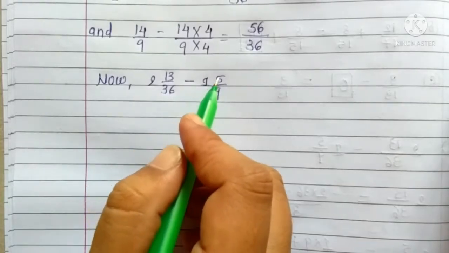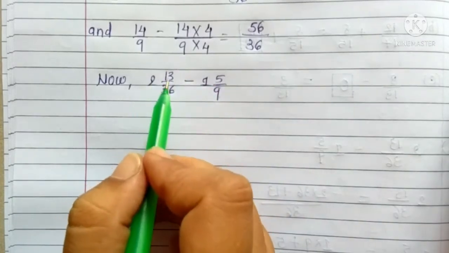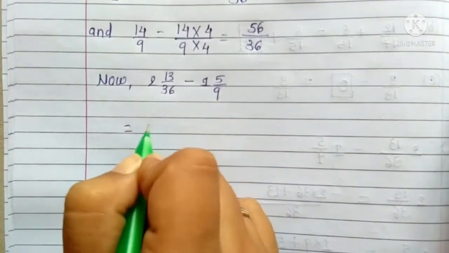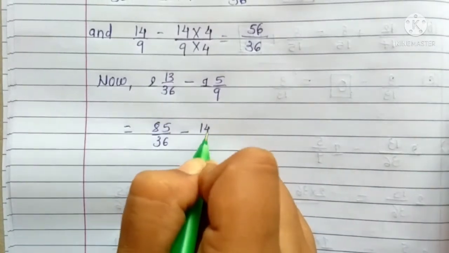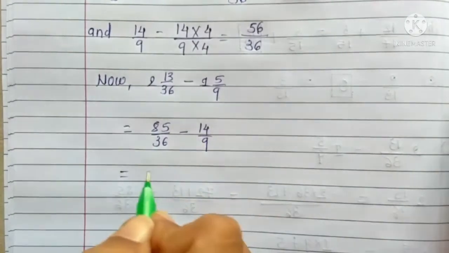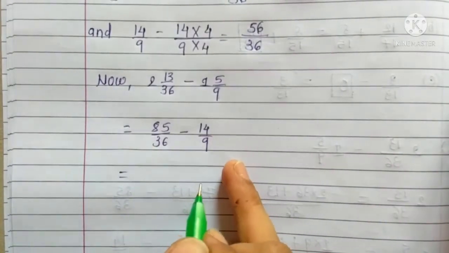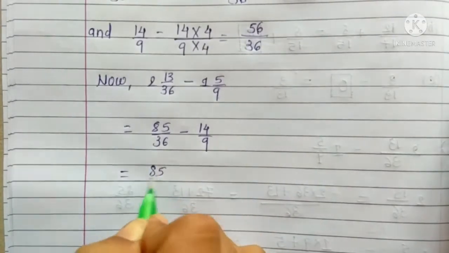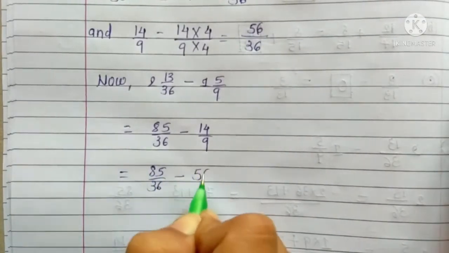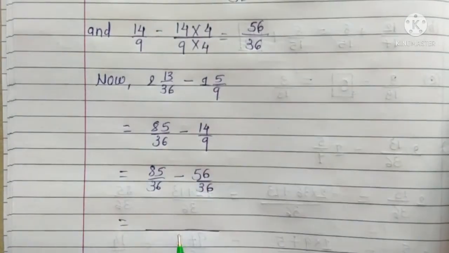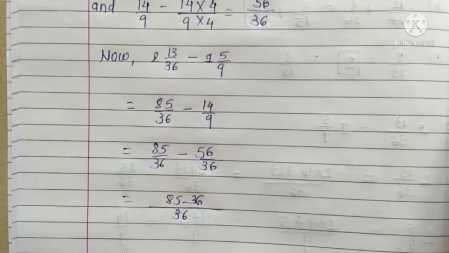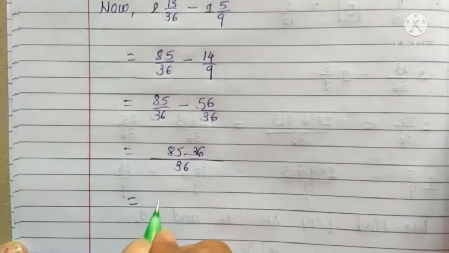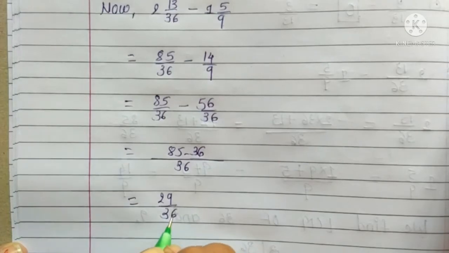Now we subtract 1 complete 5 upon 9 from the 2 complete 13 upon 36. This is equal to 85 upon 36 minus 14 upon 9. An equivalent fraction of above fractions is 85 upon 36 minus 56 upon 36. As denominators are same, we subtract numerators. We get answer 29 upon 36.